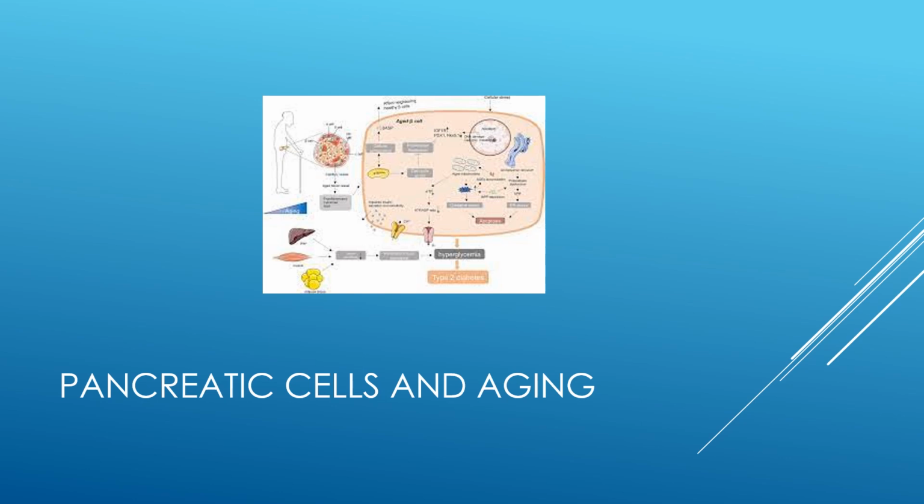All right, pancreatic cells and aging. The older we get, the formation of the pancreas begins to alter. So fat cells begin to take the place of the beta cells that are in the pancreas. One of the reasons there's an increased risk of diabetes as we get older, but fat cells are going to take up that space.